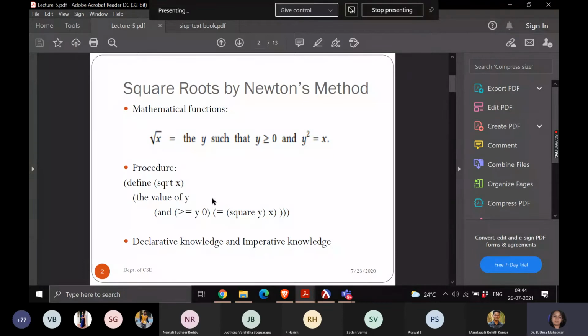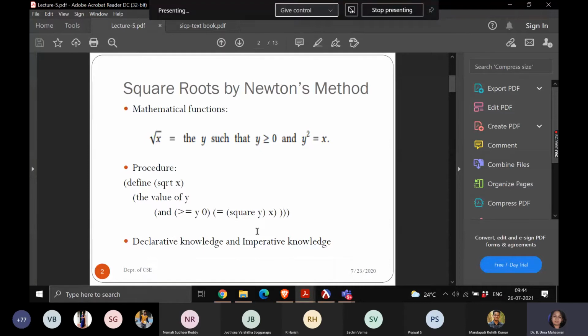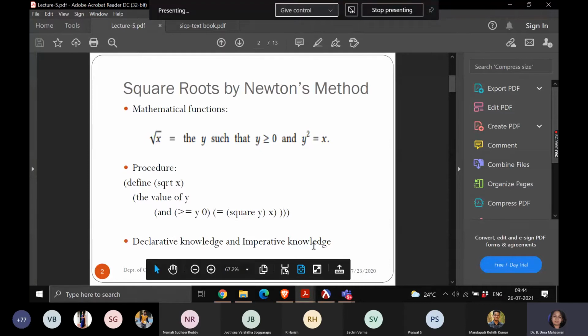But we want imperative knowledge. What is meant by imperative knowledge? Imperative knowledge is nothing but how to do things, how to find out the square root of a number. That is called imperative knowledge. Declarative knowledge is nothing but what it is, so what is the square root of x, you can say what it is, but it does not say how to perform the operation. How to do that is very important when we are writing the procedure. That is called imperative knowledge. You have to write a procedure which possesses imperative knowledge.